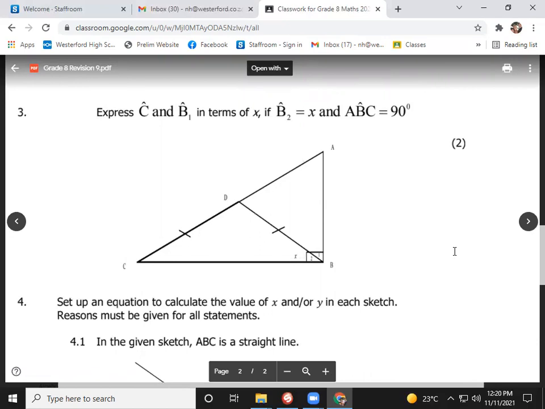What kind of triangle is that, Kaden? It's an isosceles triangle, so what is angle C going to be? The same. If these two sides are equal, the angles opposite those sides will also be equal. So angle C is also going to be X. And you have to memorize this reason: angles opposite equal sides.